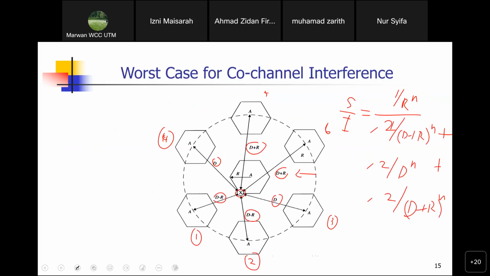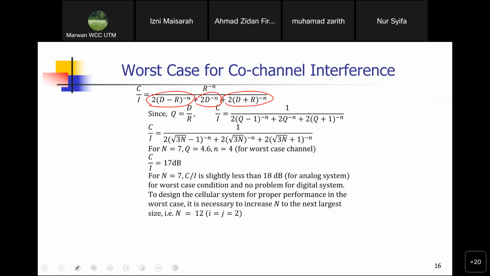But the worst case scenario happens when the user is at the cell edge, and then there are 3 types of distance coming from the co-channel. 2, which is d plus r, coming from the back co-channel. By the side is d, and the one in front is d minus r. By having three different distances, you can have 3 groups of q.